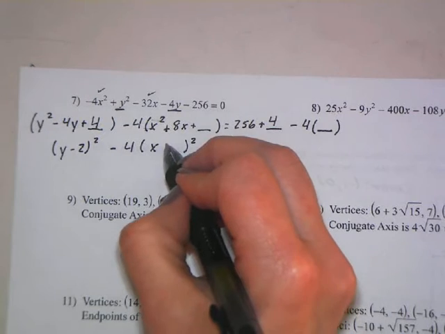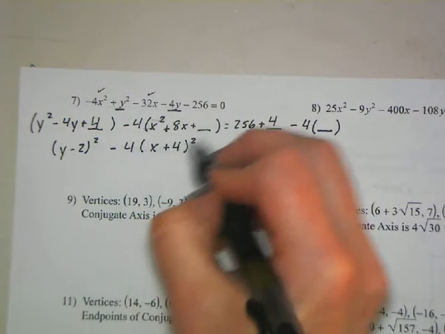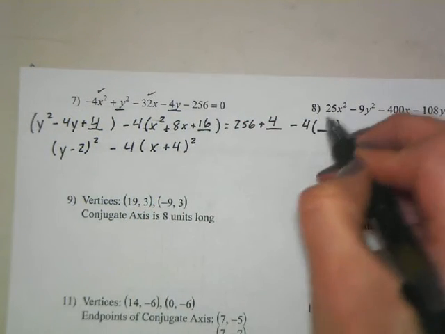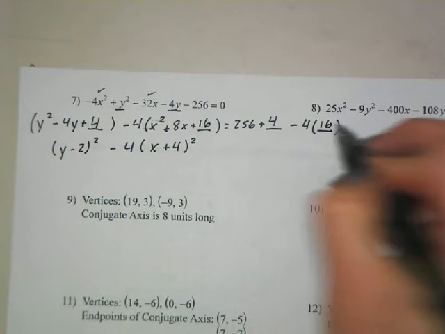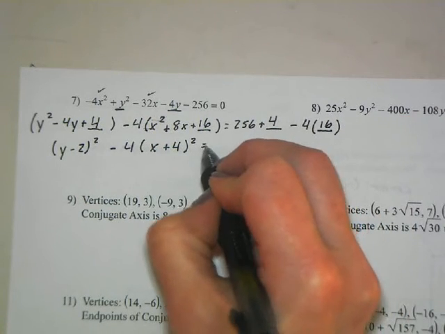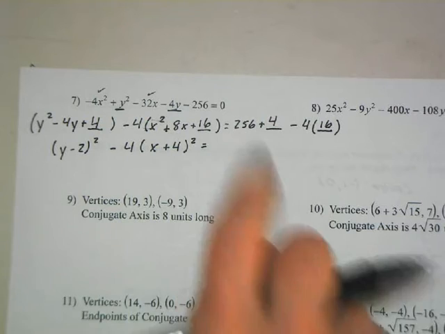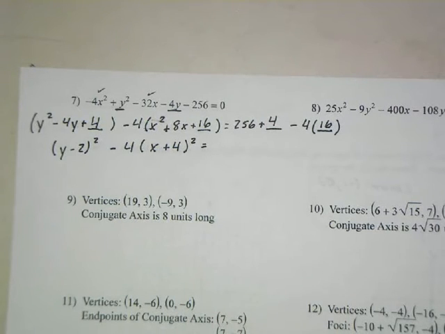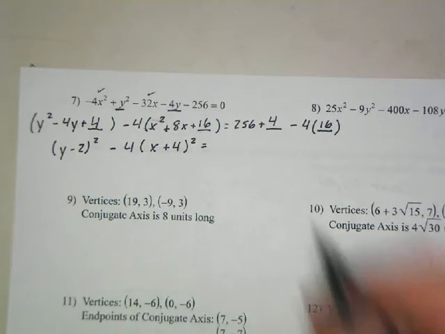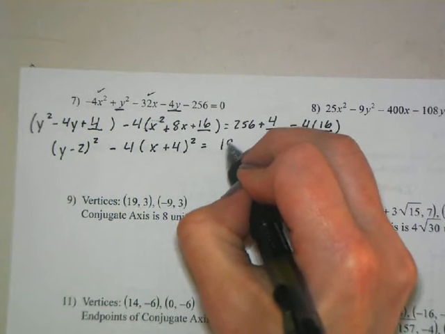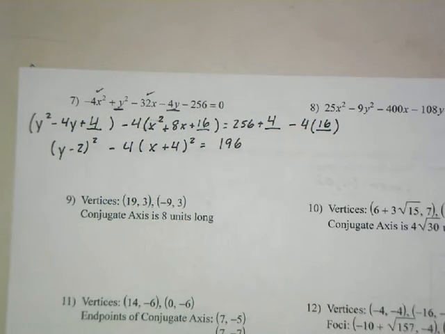Half of 8 is 4. 4 squared is 16. So the 16 goes in that blank. And now you just do 256 plus 4 minus 4 times 16. Since this is the 4th class I've taught this with, I have that memorized. It's 196.